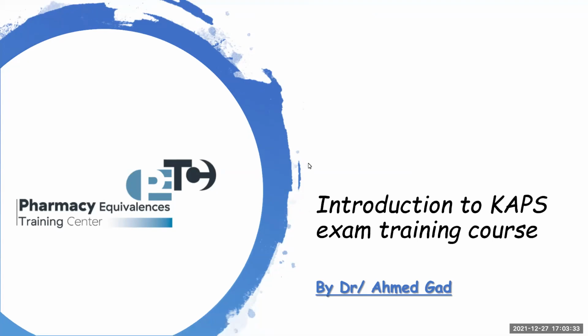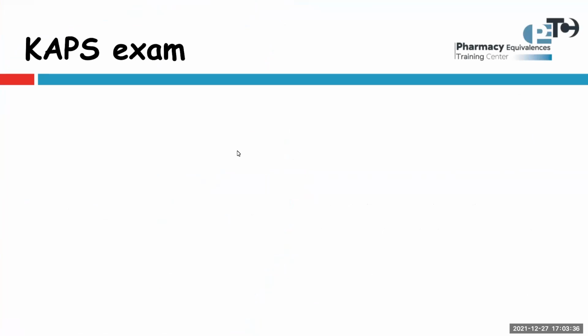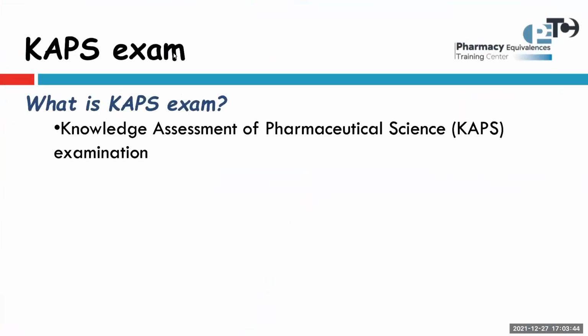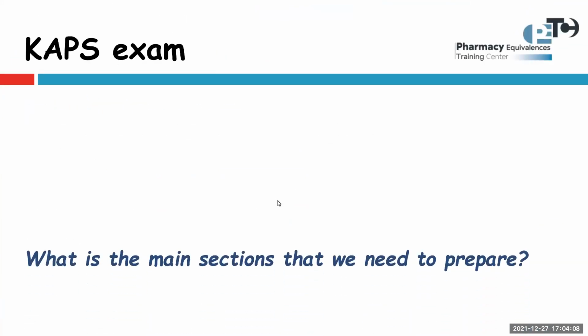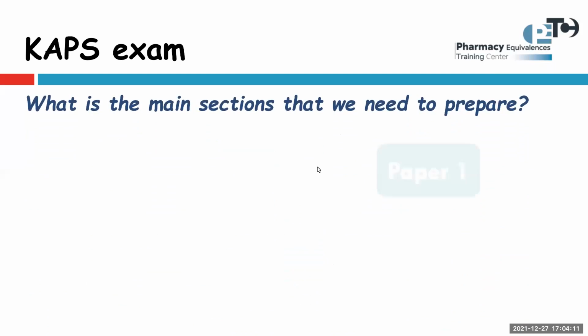Firstly, what is the CAPS exam? It is the first step in registration to the Australian Pharmacy Board. It is the Knowledge Assessment of Pharmaceutical Science examination. To register and work as a pharmacist in Australia, you should pass this exam. This exam is formed of 2 papers, paper number 1 and paper number 2, each of them having 100 questions.